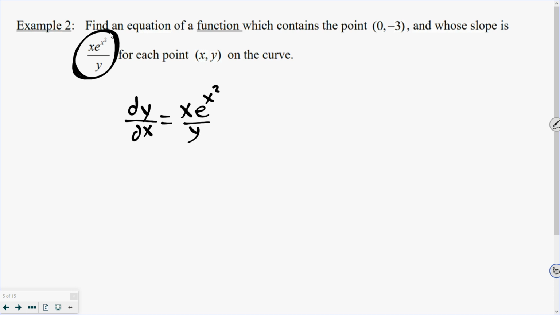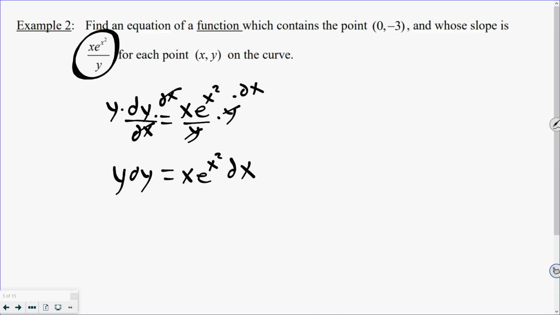Okay, now we're going to separate our variables. So I want the y with the dy and the dx with the x's. So I'm going to times this side by y, so I end up with y dy. I'm going to times that side by dx, so I end up with x e to the x squared dx. So it's really important to get it set up there. You want all the y's on one side with the dy, all the x's on the opposite side with the dx. Okay, our next step is going to be to integrate both sides.